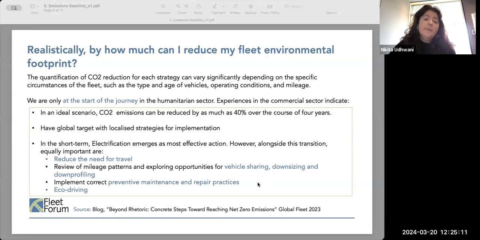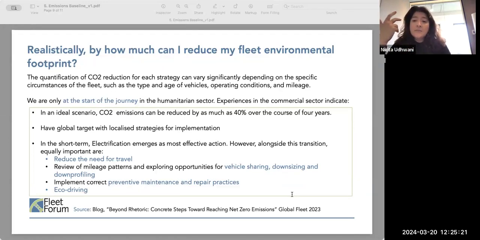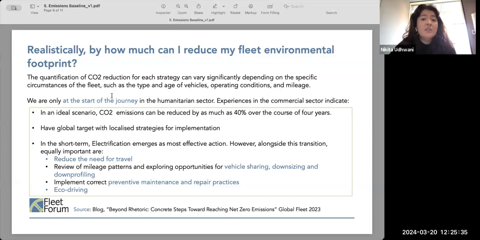You might be wondering, okay, how much can I actually reduce my emissions by? Realistically, Nikita, if I'm setting a target, should I say 2%? Should I say 10%? Should I say 50, 60%? I'm going to be very honest with you, it's not such a straightforward question, because the reduction of your emissions is really going to depend on the circumstances of your fleet, where you're operating, the types of vehicles, the age of the vehicles, your current mileage. So I don't have a clear one-size-fits-all answer for you.